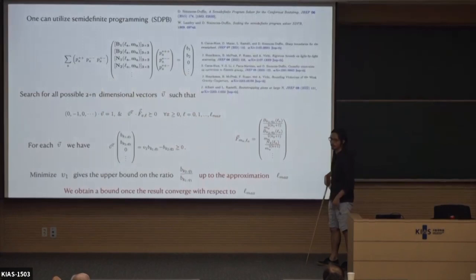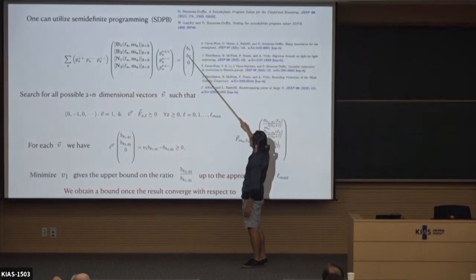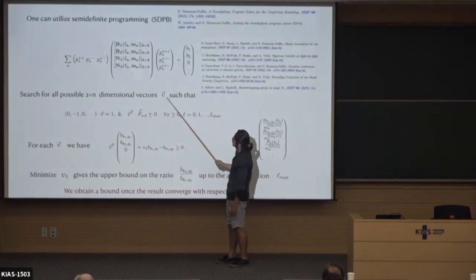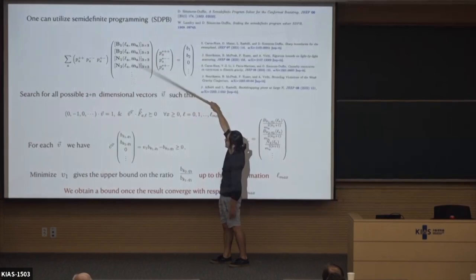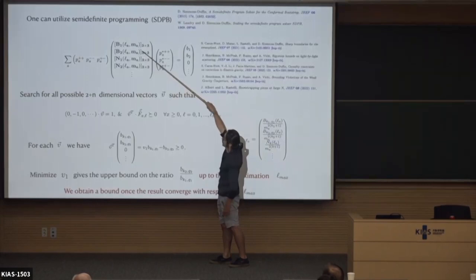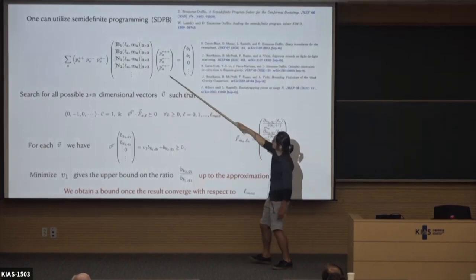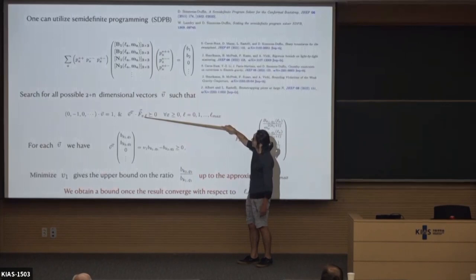So what semi-definite programming does is that you look at this equation and try to get a bound between B1 and B2. All you know is these matrices, and you don't know what these values are. How can you get the bound? The program scans over all possible linear combinations of these 3 by 3 matrices, a set of vectors which tells you how you are combining them. It tries to find a particular combination, V dot F, where F is just a vector, such that it's always positive definite.